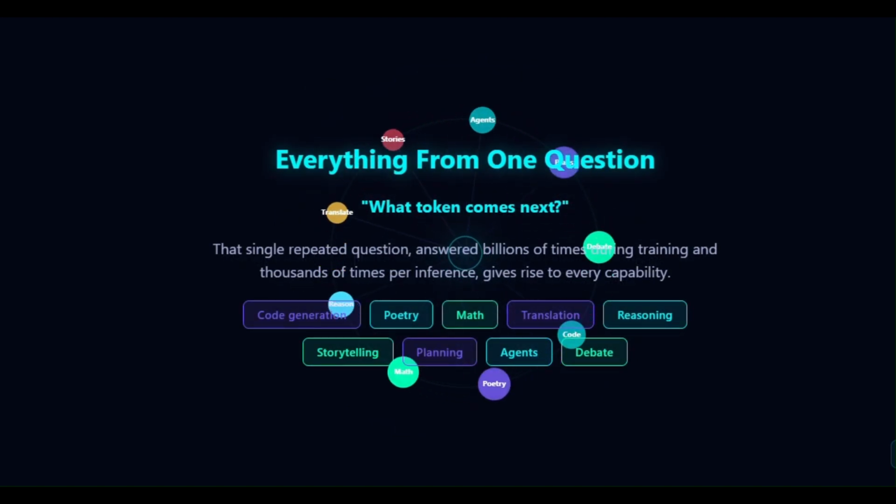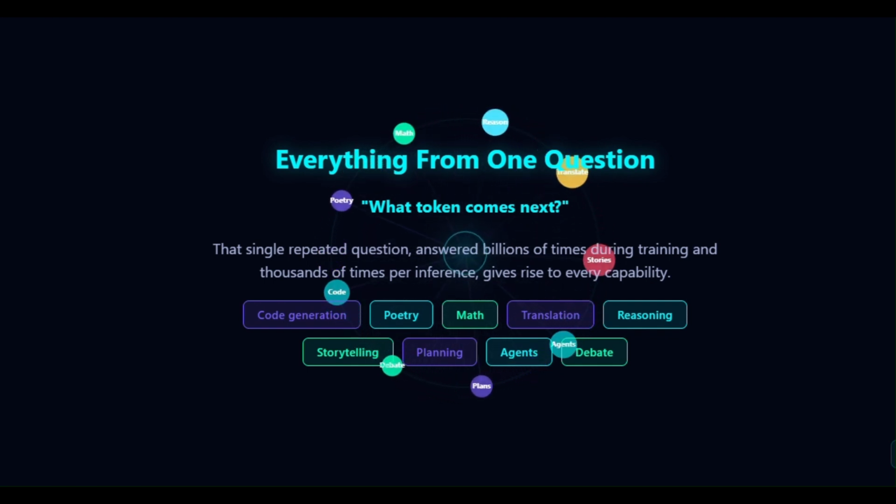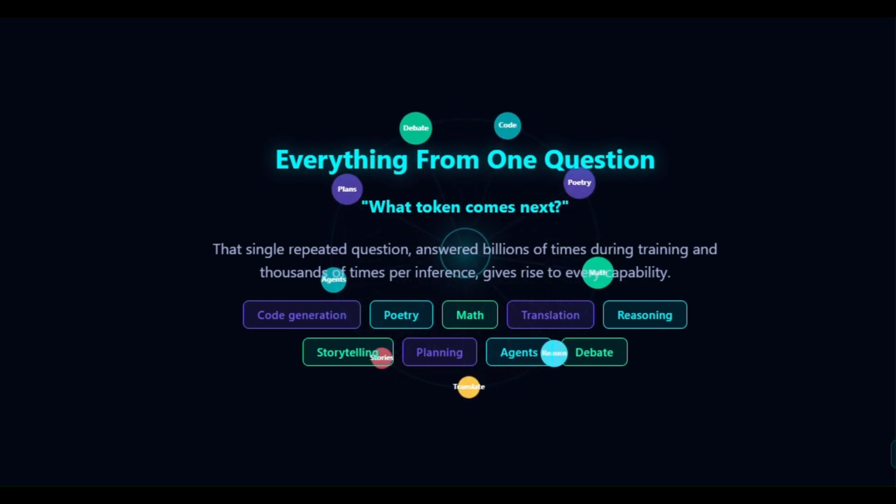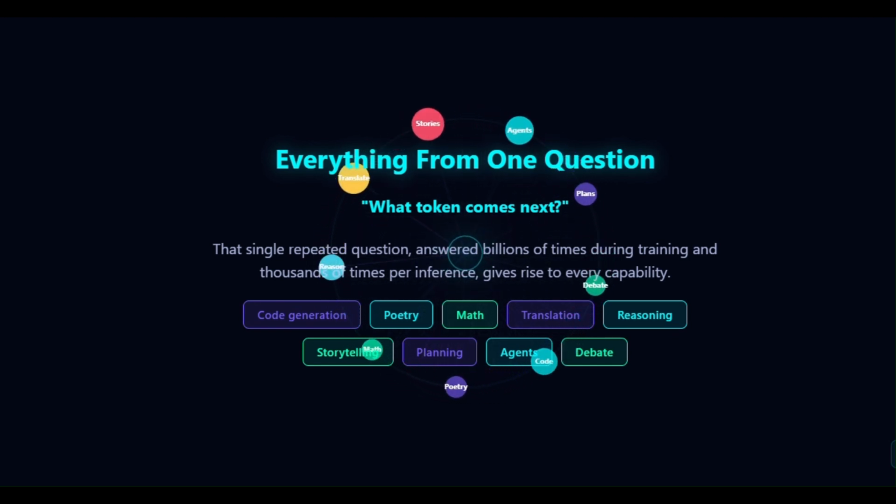And that's the amazing part. Code generation, reasoning, translation, storytelling, planning, math, even AI agents, all of these capabilities emerge from one repeated question: what token comes next? A simple prediction task scaled to billions of parameters and trained on massive amounts of data becomes one of the most powerful technologies ever created.